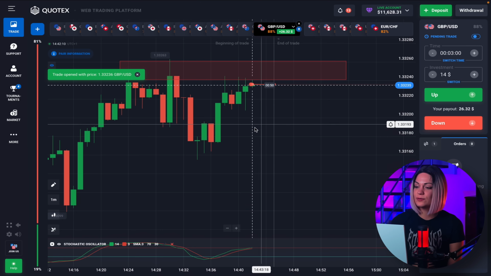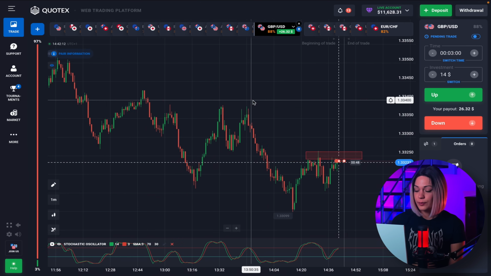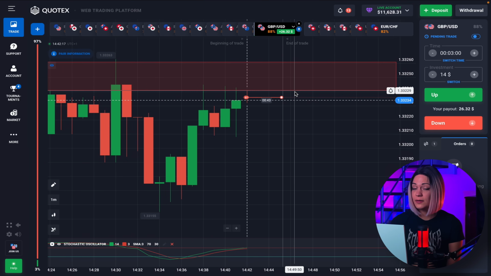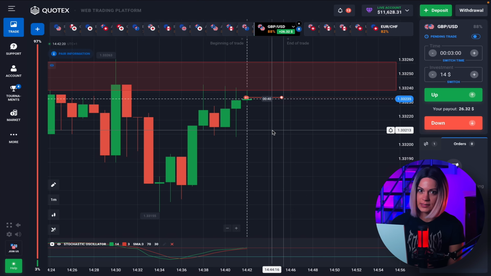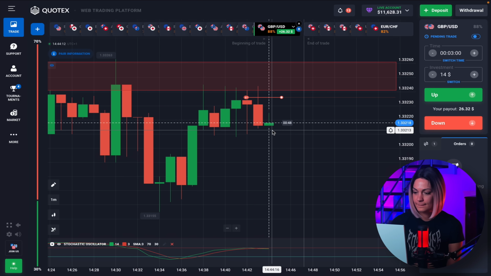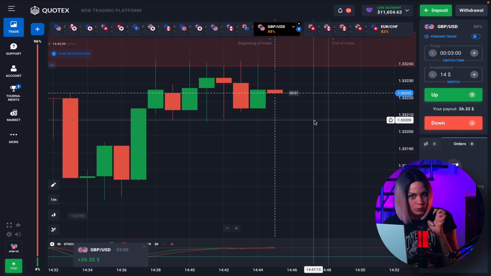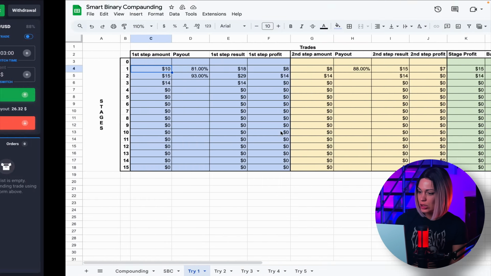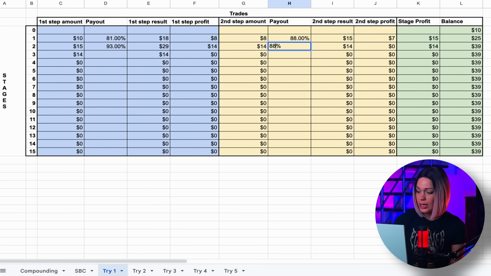Okay, so GBP USD, the next deal. We are working according to the downtrend. We have a double top right here, so the deal is going to be for a downward trend. Let's see. Oh, that was stressful, but the 88% payout is closed in black. Let's put it in the table and let's continue. This is stage number 3, step number 1. We are going to use $27 of profit. Let's go.